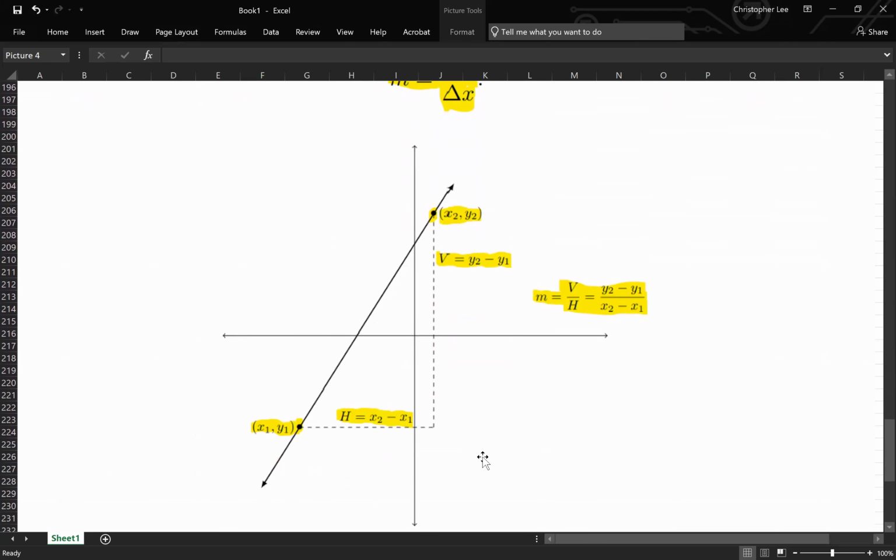I have 2 points, x1, y1, x2, y2, right? There's some horizontal axis here from x1 to x2 and some vertical axis here from y2 to y1. Plug it all into the formula, right? So the slope is equal to the vertical line divided by the horizontal line, or y2 minus y1 over x2 minus x1.